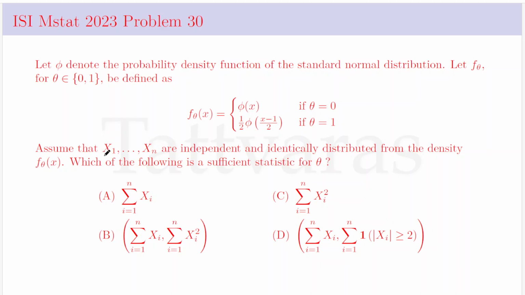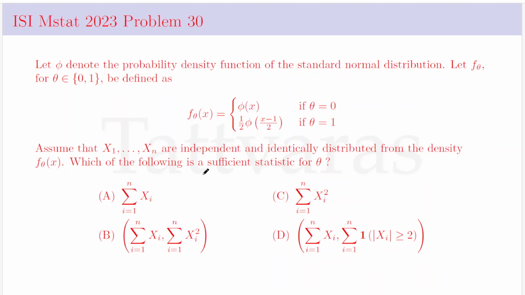We are also given a sample of size n, which are independent and identically distributed. Now we have to find a sufficient statistic for theta. These kinds of problems are quite common. In the JAM exam also, these kinds of problems are asked, where you have to find a sufficient statistic, but the parameter takes maybe finitely many values.